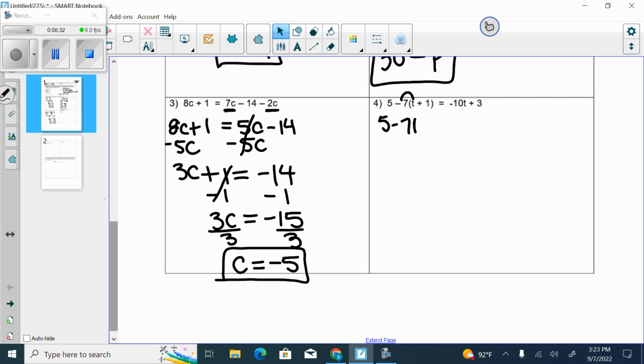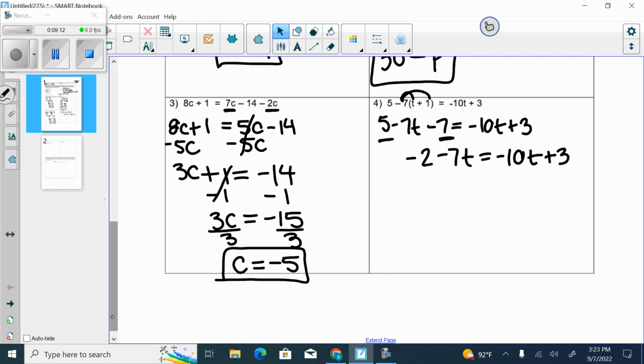Good. And negative 7 times positive 1. Negative times a positive is a negative. Good. Is equal to that negative 10t plus 3. All right, what should I do now? Combine. Very good. Over here we've got a 5 and a negative 7. They're on the same side, so we just put them together. What is 5 minus 7? Very good. So negative 2 minus 7t equals negative 10t plus 3.